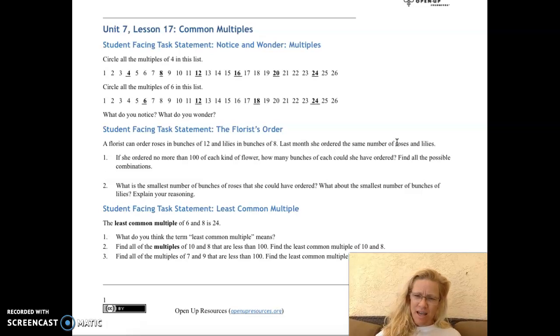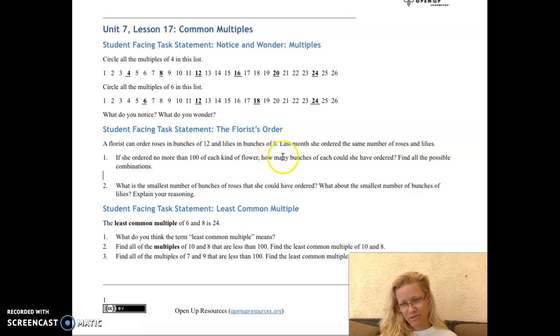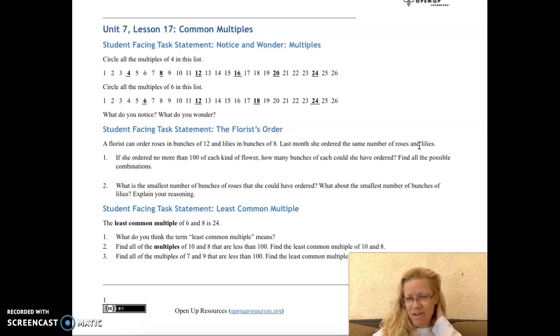And then when I did that, I realized, oh, okay, we're talking about common multiples. They're probably looking for me to lay out the multiples of the roses and the multiples of the lilies to see what they have in common, because they have to order the same amount. She ordered the same amount.